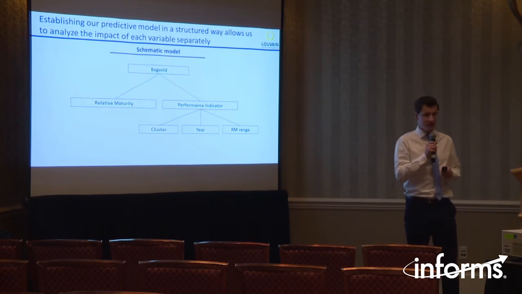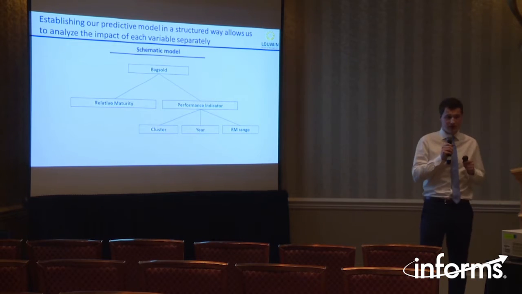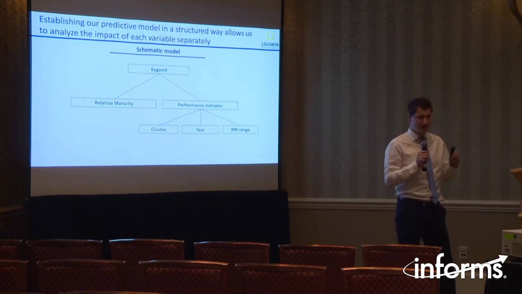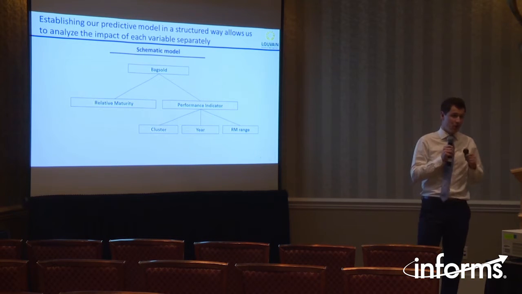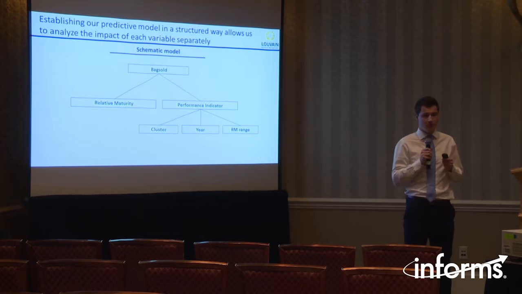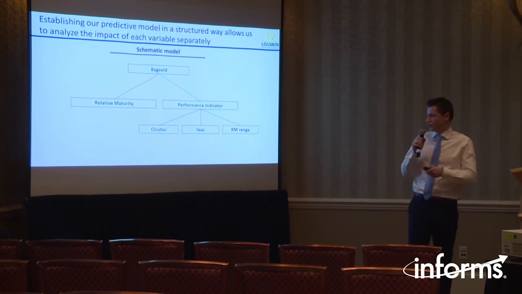And really important in this slide is that the relative maturity and performance indicator have a direct impact on the number of bags sold, while the cluster, the year, and the RM range have an indirect impact through the yield. And now Thomas will explain you our first building block.